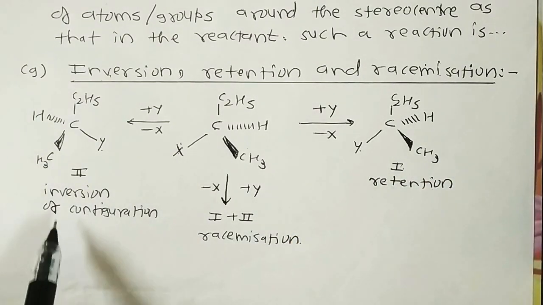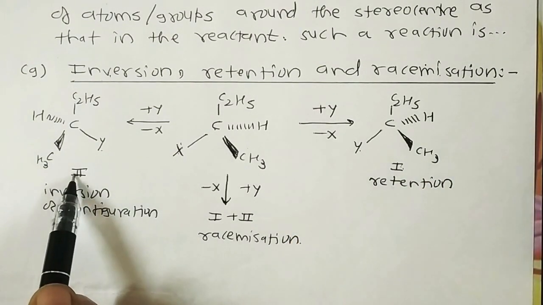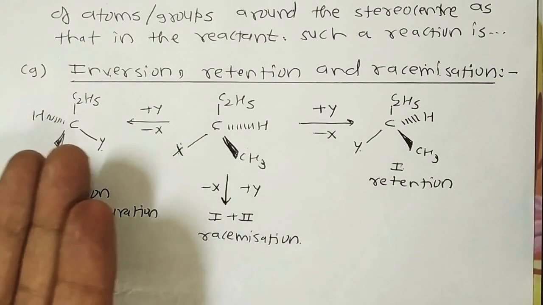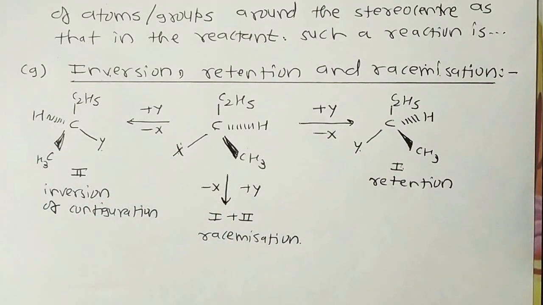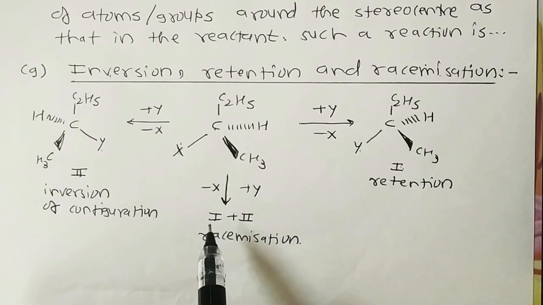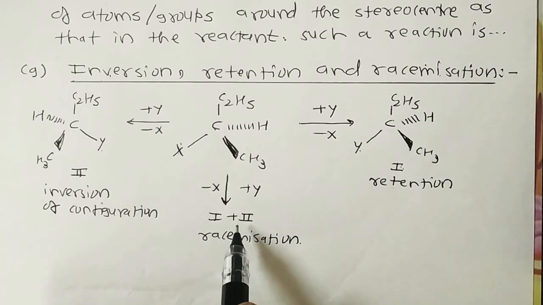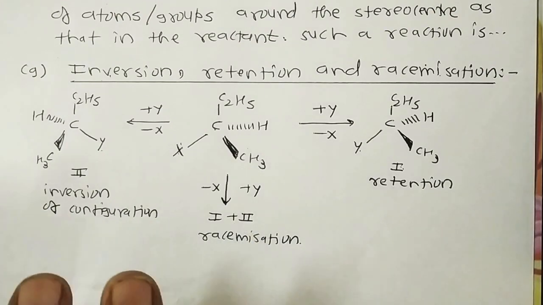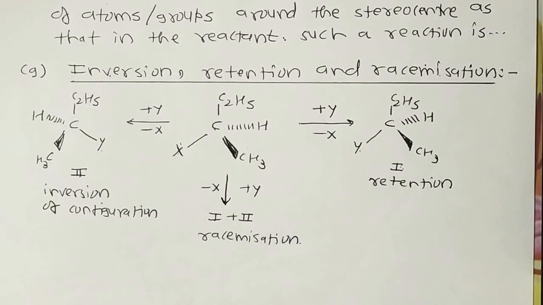If two is the only product, the reaction is an inversion of configuration, because it almost inverts the product. And on the other hand, if we get a 50-50 mixture of one and two, this is called racemization, and the product is optically inactive, because one isomer will rotate the plane of polarized light in one direction and the other will rotate in the opposite direction, to the same extent. So this is all about inversion, retention and racemization.